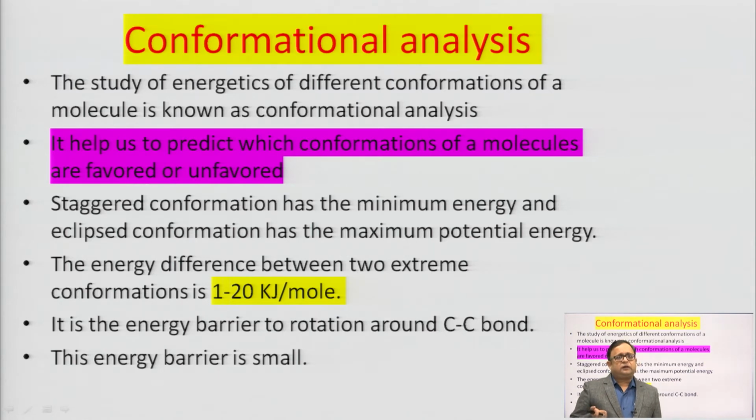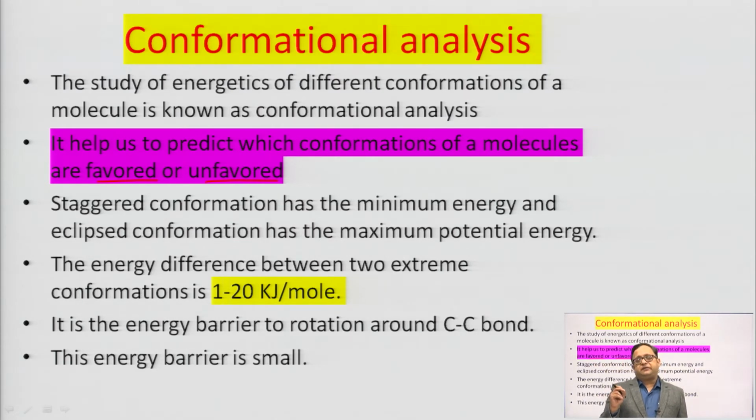Now, the next term is conformational analysis. The study of the energetics of different conformations of a molecule is known as conformational analysis. What is it done for? It helps to predict which conformations of a molecule are favored or unfavored, meaning which is most stable and which is least stable. As we know, staggered conformation has the minimum energy and eclipsed conformation has the maximum potential energy, and this energy difference is 1 to 20 kilojoules. This energy barrier to rotation around the carbon-carbon bond is very small.